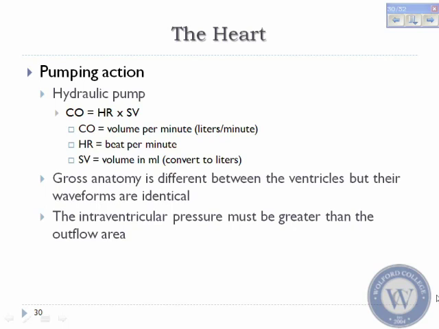And the intraventricular pressures must be greater than the outflow area, which is how much blood is being pumped out. Okay? The intraventricular pressure must overcome that to eject volume out of the ventricles. Okay?